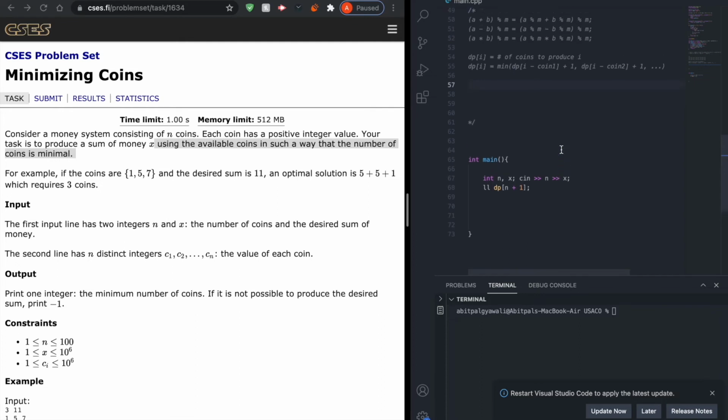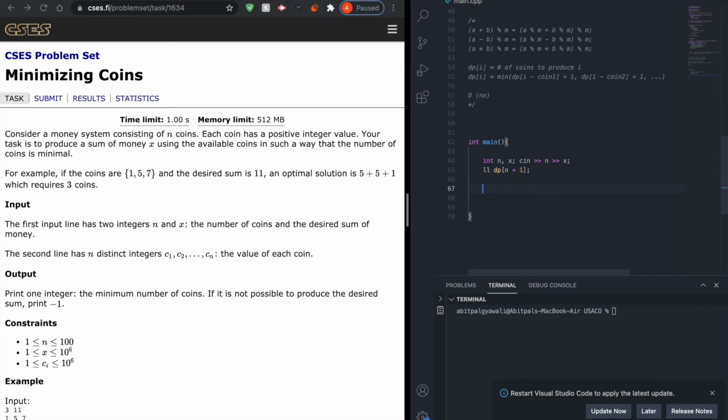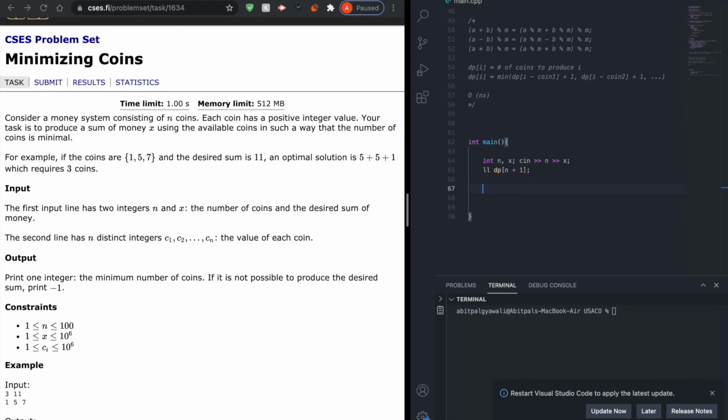I forgot to explain the time complexity of the last problem. For the last problem it was O of n times 6, but we just say O of n, right? And this problem, it's not the same, it's O of n times x, because for each value we want to loop over each coin and then get the value. So that's that.